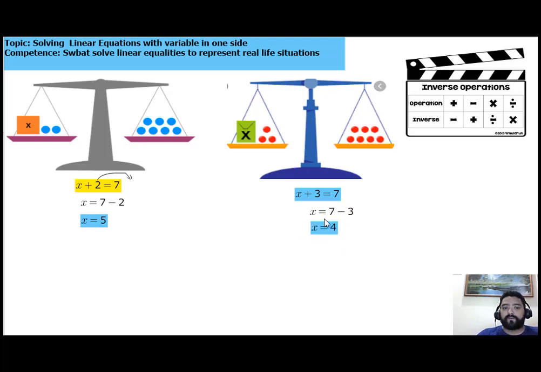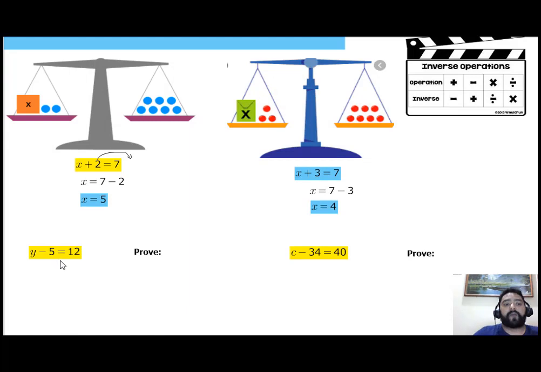If you replace this 4 instead of this x, we are going to have 4 plus 1 plus 1 plus 1 is 7. And on the other side we have 7, so that means the equations are balanced. So the value for x is equal to 4 in this one, and in the first one the value for x is equal to 5. Now we are going to solve another exercise. In the first one we have y minus 5 equals 12, and then we are going to prove this one.